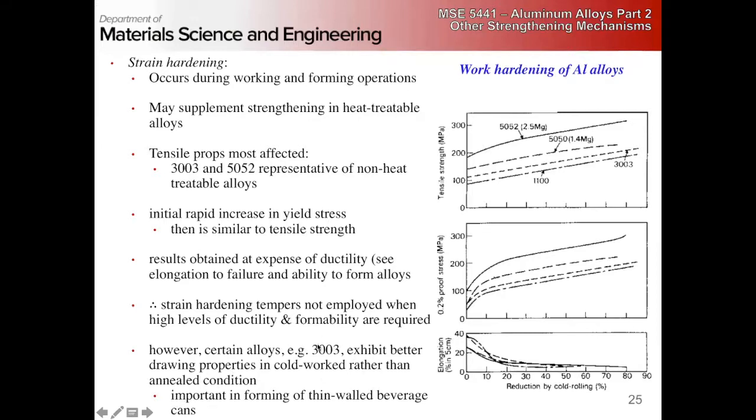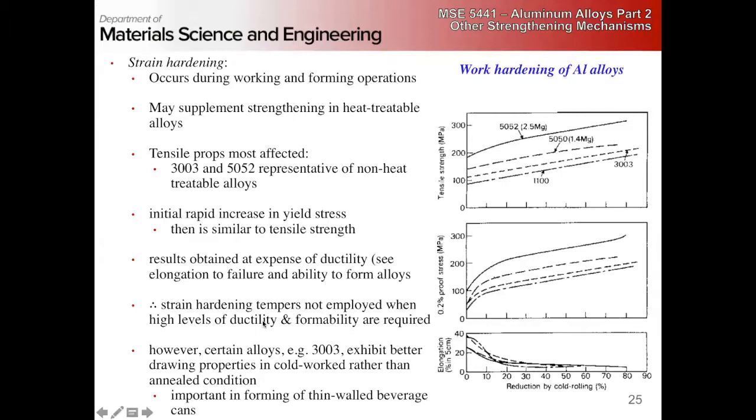And this is the important alloy for beer cans, because we have to go through a deep drawing step, and we need them to be still workable for our thin-walled beverage cans. The end result of this is strain hardening tempers are not employed when we still need to do a lot of workability.